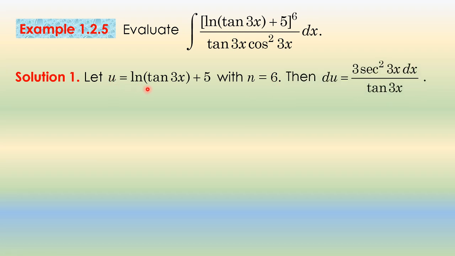So let's take the differential. The derivative of ln is the derivative of its argument. The argument is tangent 3x, so that is secant squared 3x, times the derivative of 3x by the chain rule for differentiation. We have 3 secant squared 3x dx over tangent 3x for the differential of u. So again, the derivative of ln of tangent 3x plus 5, the 5 is 0. The derivative of ln is the derivative of this, 3 secant squared 3x over tangent 3x. So the differential is 3 secant squared 3x dx over tangent 3x.